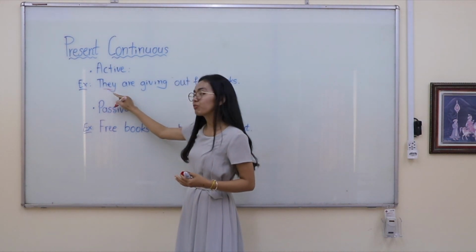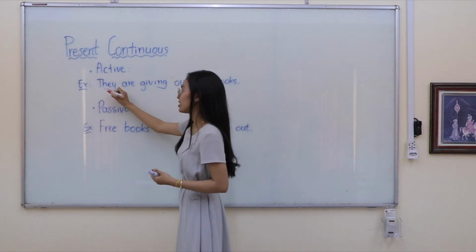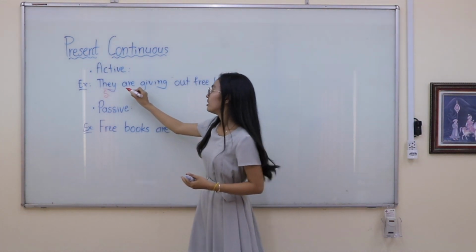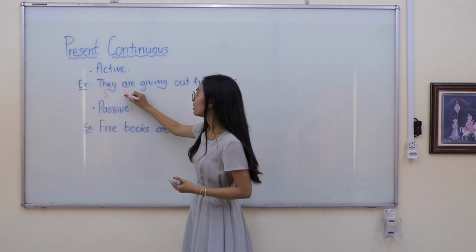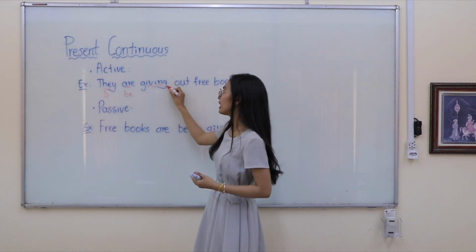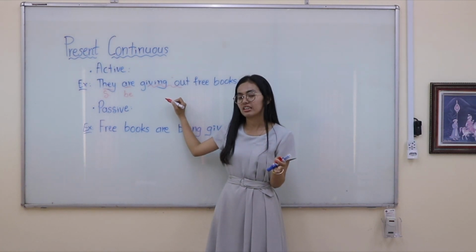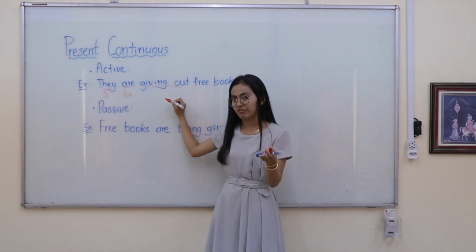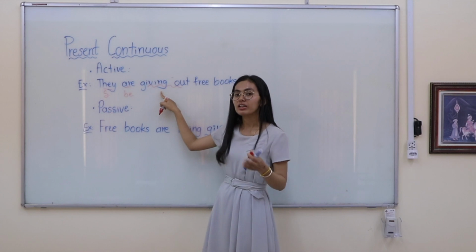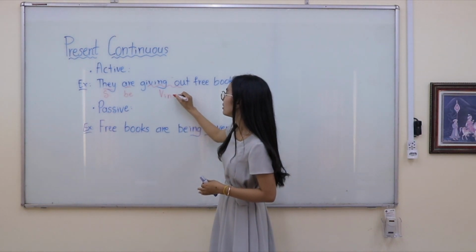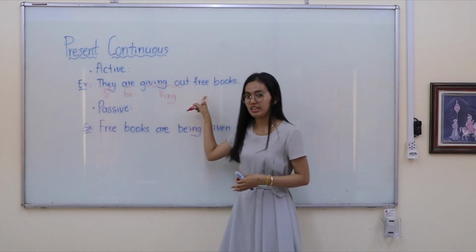"They," the first word in the sentence, of course, is a subject. And then we've got "are," as the verb to be. And we have the words "giving out." Giving out comes from what verb? Think about it. Give. And with give, you use it plus -ing to make it become verb-ing. And we've got "free books" here as the object.